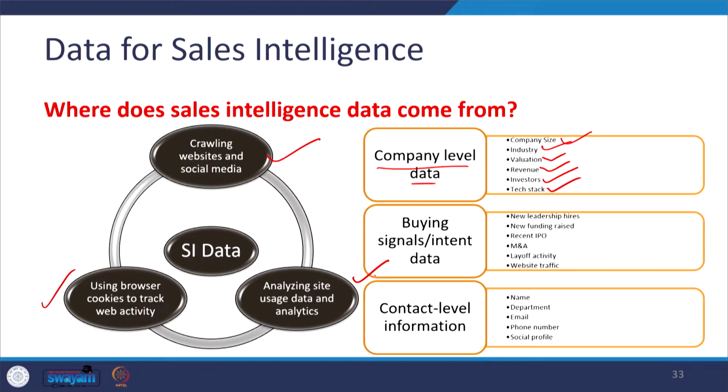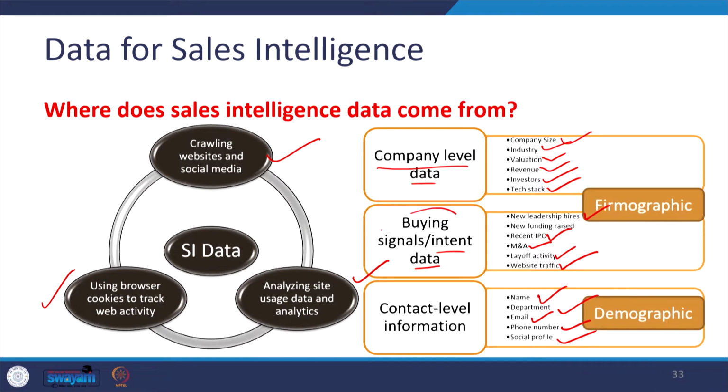Then the second type of data can be classified as buying signals or intent data, which is more about new leadership hires, new funding raised, recent IPO, mergers and acquisitions, layoff activities, website traffic, etc. And there is something called contact level information, where we are looking at demographic information like name, department, email of that particular decision maker, phone number, or even the social profile of that CEO or CXO. Out of this, the buying signals data is classified as firmographic, because we are looking at more firm related factors, whereas contact level information is demographic information.